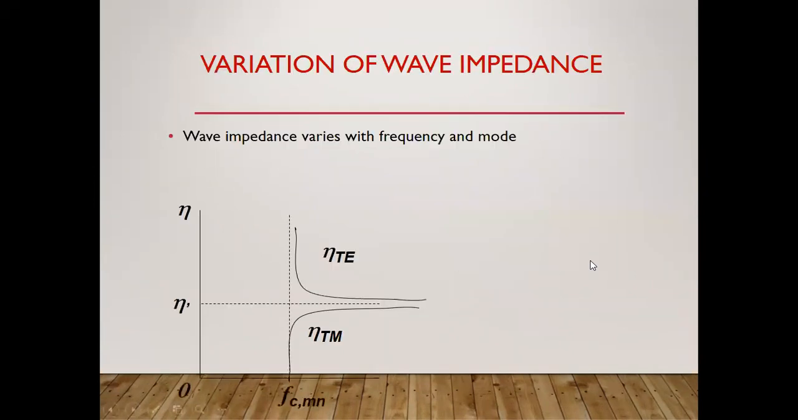So this is the variation of the wave impedance, which you can observe easily. See here the difference between the intrinsic impedance, or you can say the characteristic impedance, also known as the wave impedance. The graph is plotted between the wave impedance and the frequency range for all the modes. So how it is varying, you can observe easily.